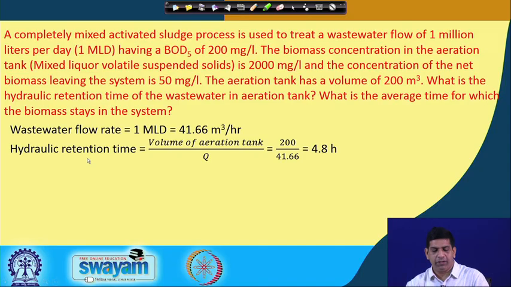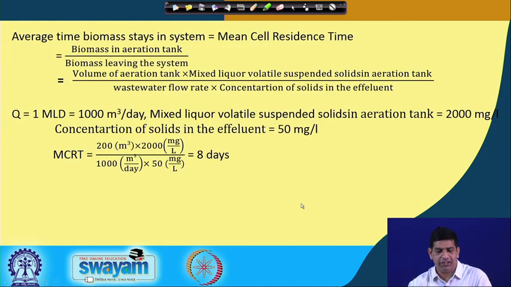If you remember, hydraulic retention time is the volume of the aeration tank divided by the flow. The volume is 200 meter cube, and the flow has been given as 1 MLD, which is 41.66 meter cube per hour. If we calculate that, we get 4.8 hours. So, close to 5 hours is the hydraulic retention time we need to have.